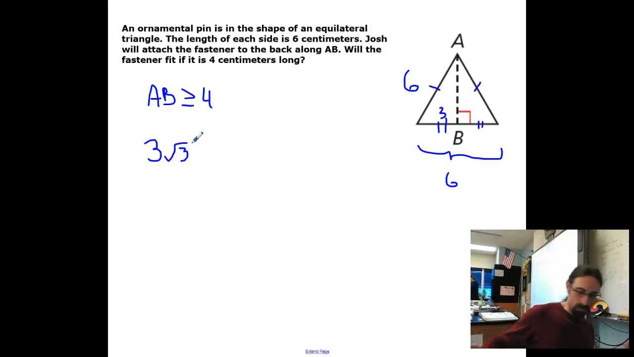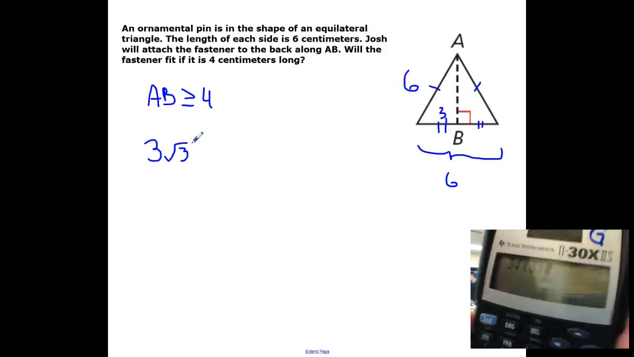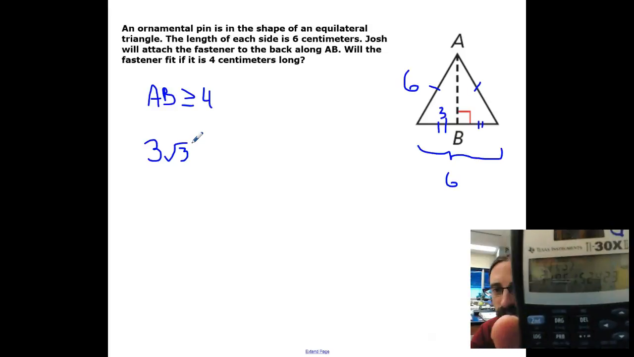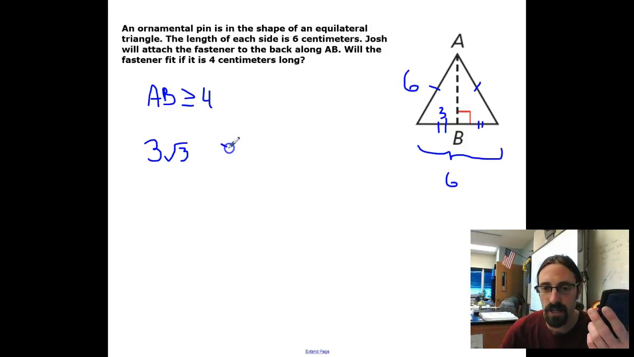Well, where's my handy trusty calculator? Right behind me. On my calculator, I do 3 square roots of 3. Let's see if you can see that. Look at that, 3 square roots of 3 equals 5.19. Is 5.19 greater than 4? Yes, it is. Therefore, it will fit.